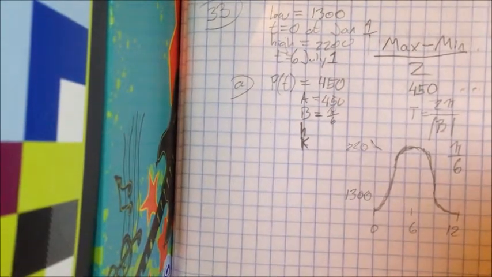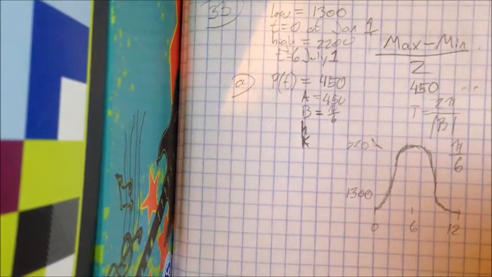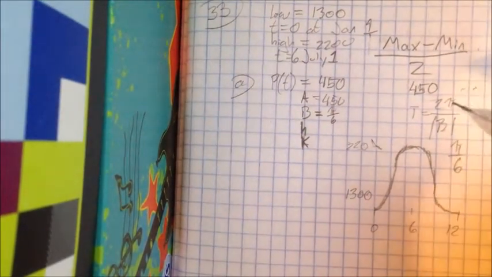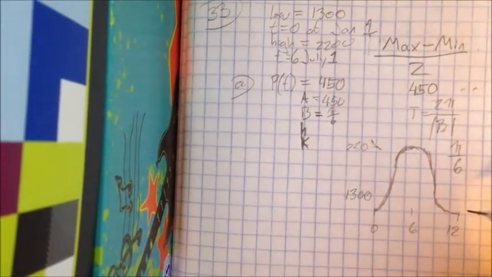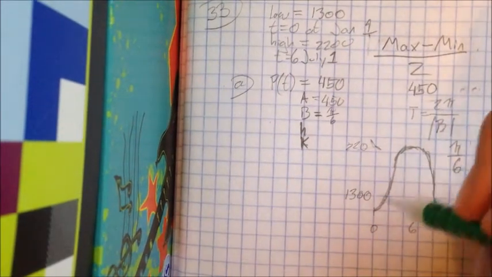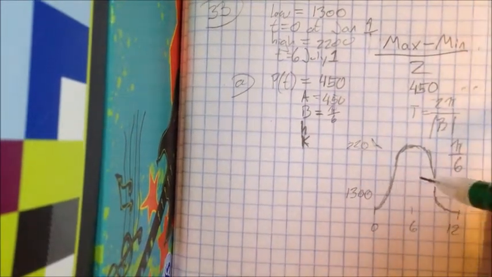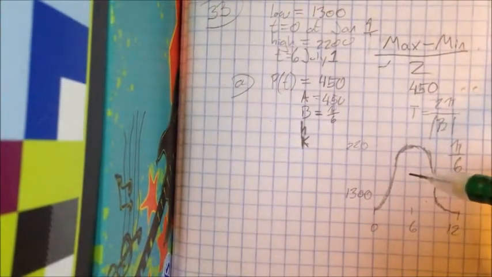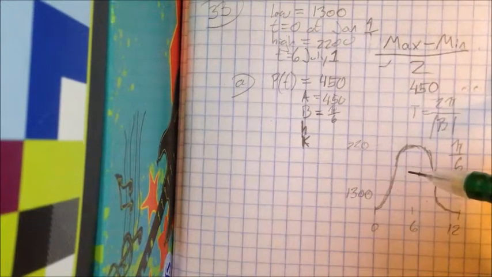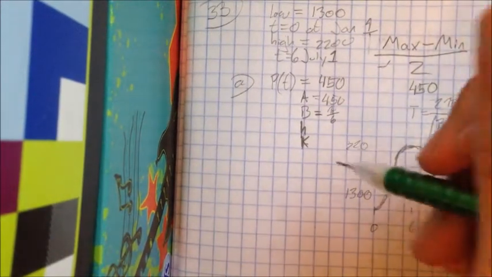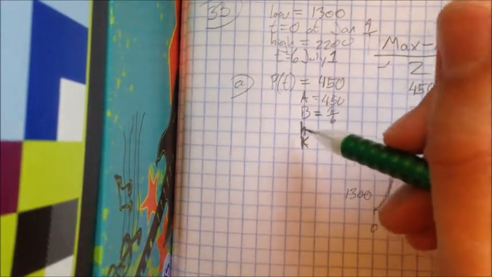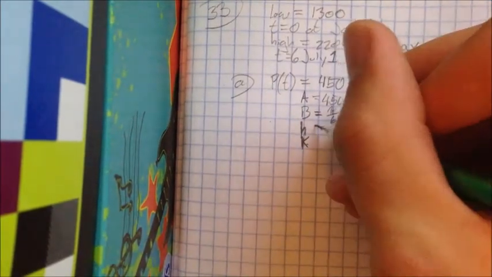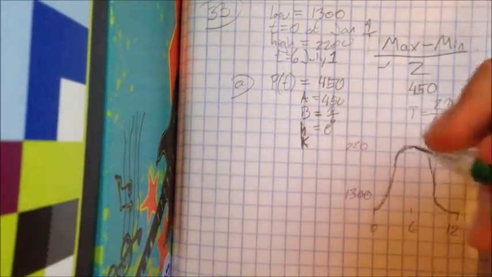Our h value, well, this is important because if we use sine, we're going to have to shift our graph. Notice that this is a cosine function that has been reflected across the x-axis. So we don't need this h. H is equal to 0. We're going to ignore h.